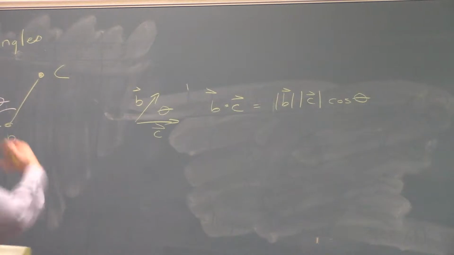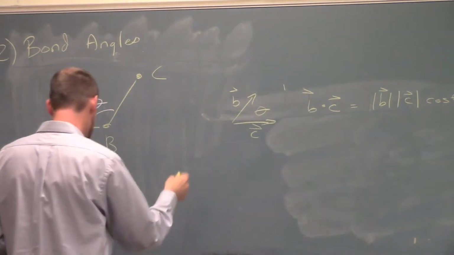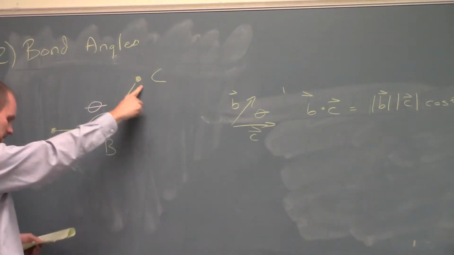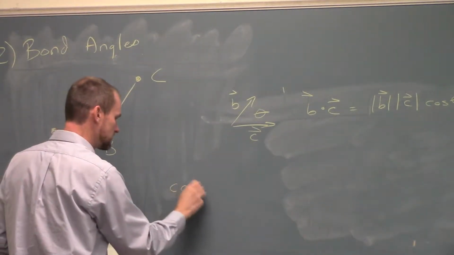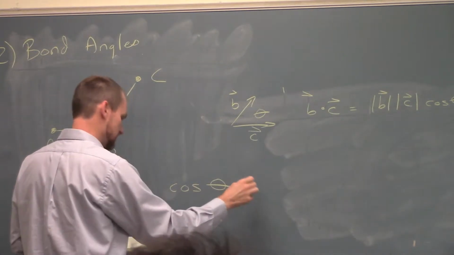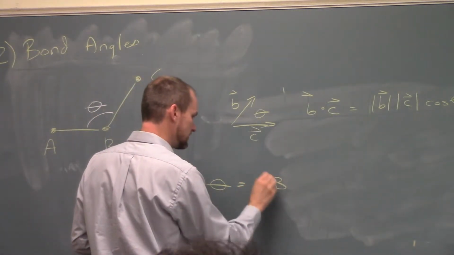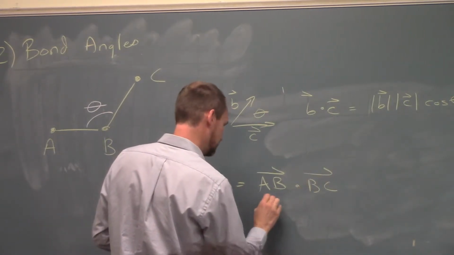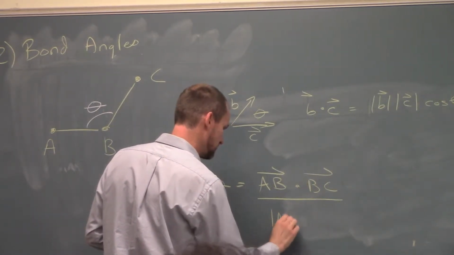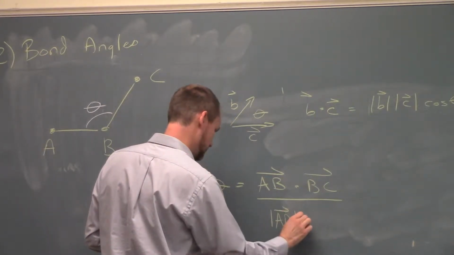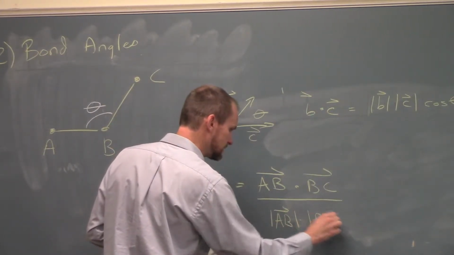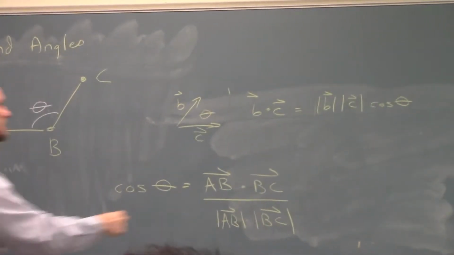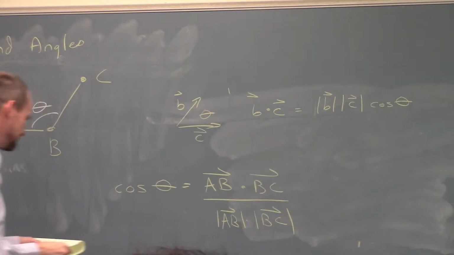And basically we can turn this around to do the same thing with this here. So in this case we have 2 vectors. We have vector A to B, vector B to C. So we can write cosine of theta equals AB dotted with BC divided by the norm of AB times the norm of BC. All I've done is convert this relationship by pulling the norms over to the left.